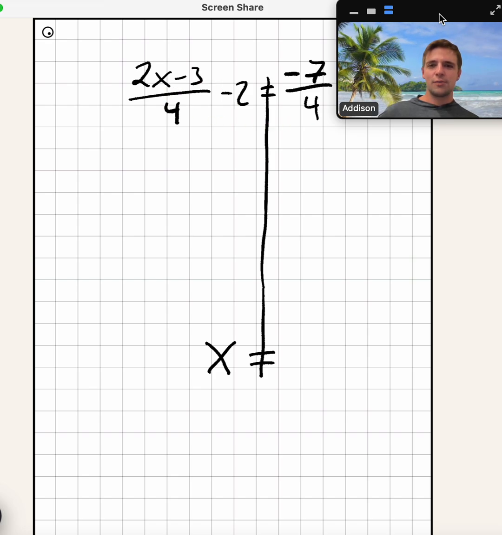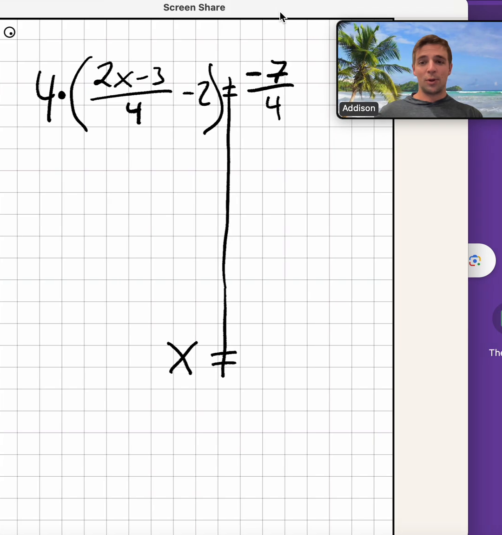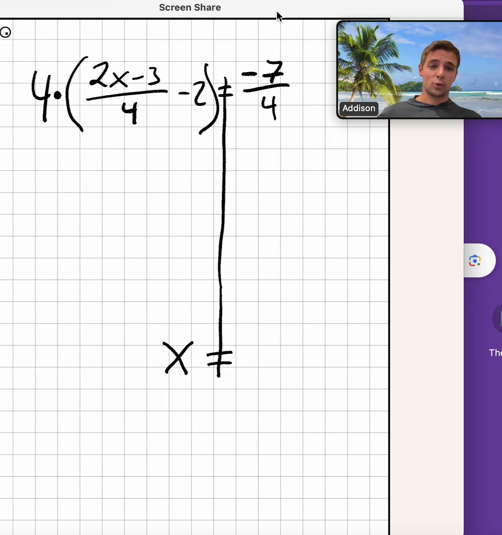The cleverest thing to do might be to multiply both sides by 4. Now when I do so, this is another important detail. I need to make sure to multiply the entire sides by 4. So I'm going to put parentheses around the left side because it has multiple components, to represent that I'm multiplying the entire thing by 4. Over here on the right side, I'm going to go ahead and multiply that by 4.